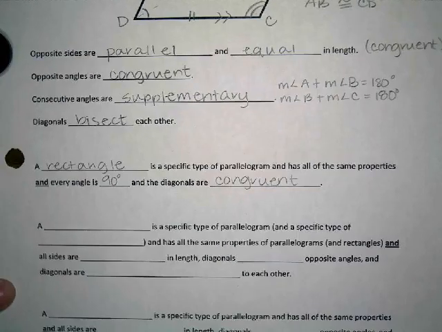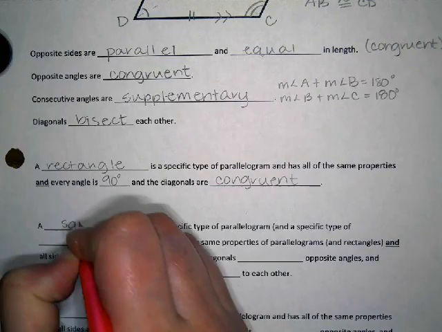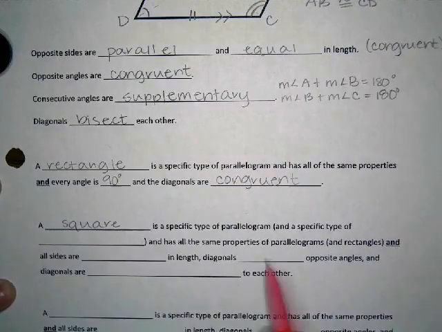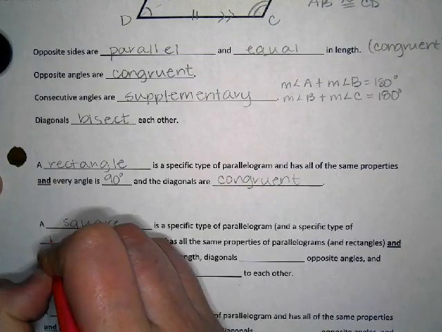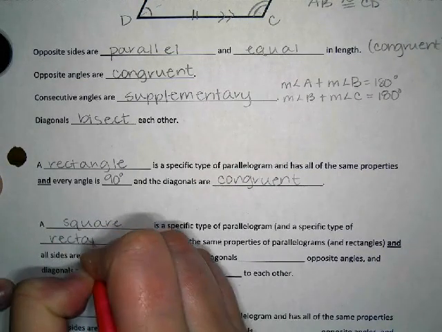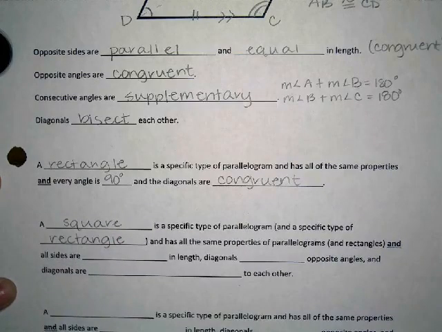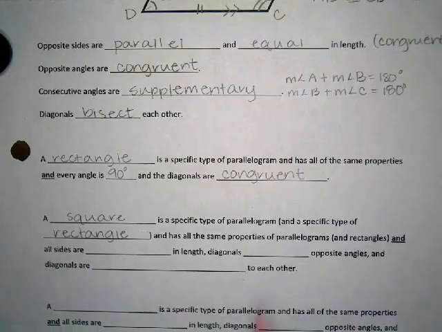A square is another specific type of parallelogram. It is also a specific type of rectangle. So a square is kind of like saying, I was born and raised in Oregon, so I'm an Oregonian. As an Oregonian, I am also somebody who was born and raised in the United States. Does that make sense? I was also born and raised in North America.